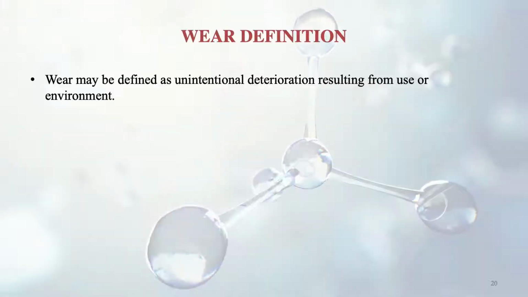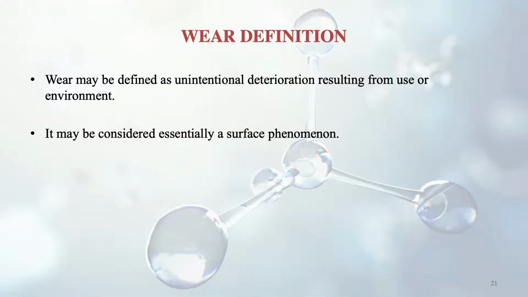After knowing about wear in crude terms, we shall now read the definition. Wear may be defined as unintentional deterioration resulting from use or environment. Unintentional meaning you didn't try to break the specimen; it was not your intention to break it, but even then it is wearing out or failing. That's why the term unintentional is there. Unintentional deterioration. It may be considered essentially a surface phenomenon. Again, you can see it's a surface phenomenon.